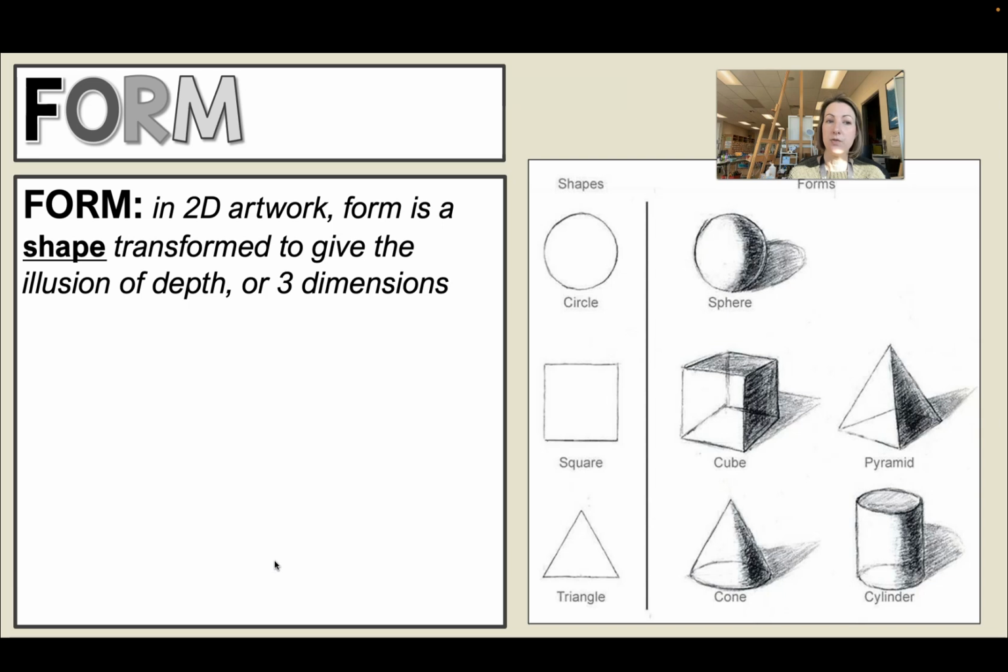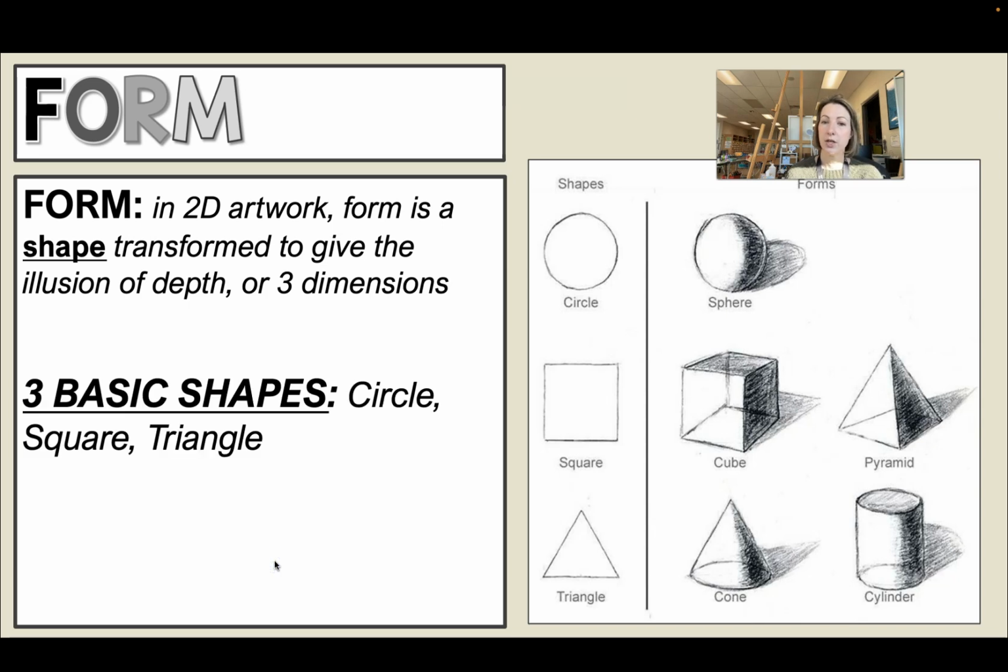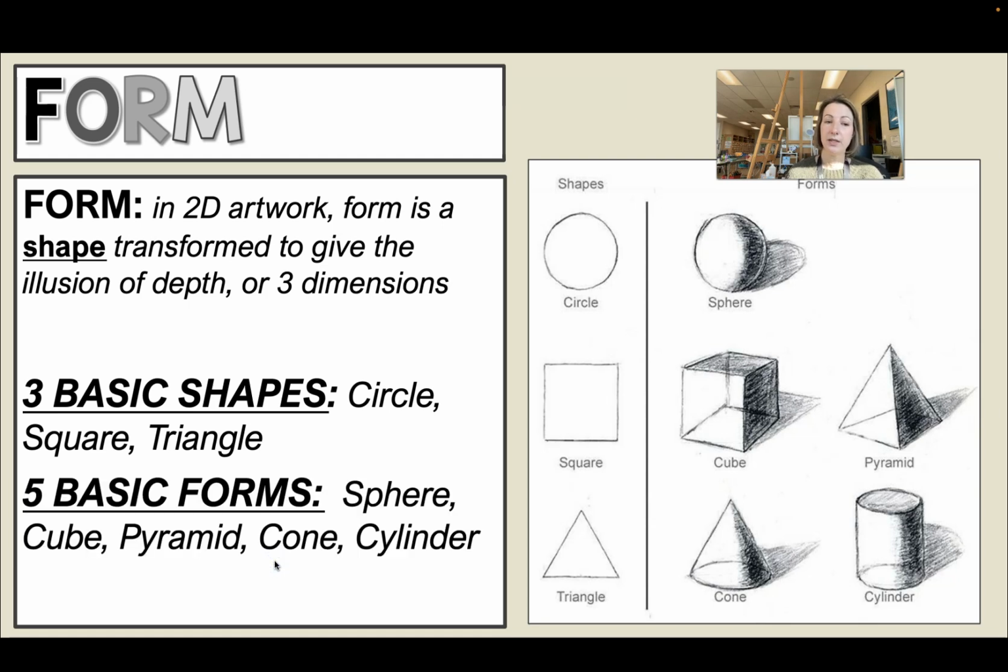Form in 2D artwork is a shape transformed to give the illusion of depth or three dimensions. Our three basic shapes are a circle, a square, and a triangle. The five basic forms are a sphere, a cube, a pyramid, a cone, and a cylinder. You can see the circle gets transformed into a sphere to create a form. A flat square turns into a cube, a triangle into a cone, and then we also have the pyramid and the cylinder. What changes from the shape to the form is the value. We're adding value.